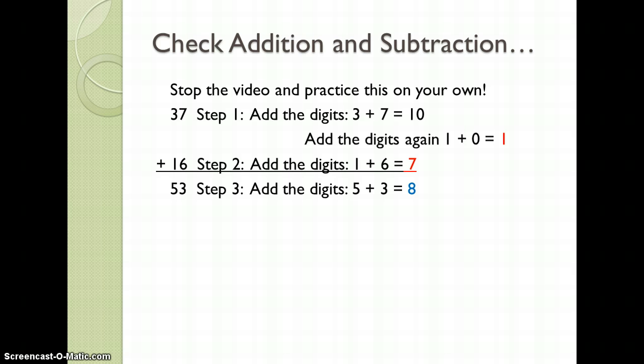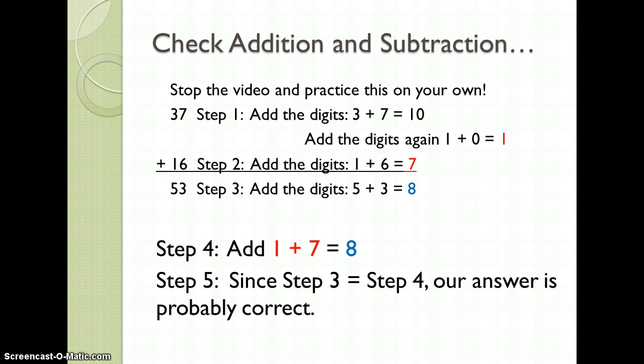Step 2, add the digits of 16. 1 plus 6 is 7. Step 3, add the digits in the answer. 5 plus 3 is 8. Step 4, we add 1 plus 7, which is 8. Step 3 equals step 4. So our answer is most likely probably correct.